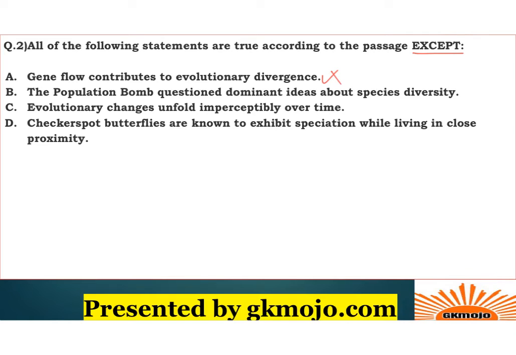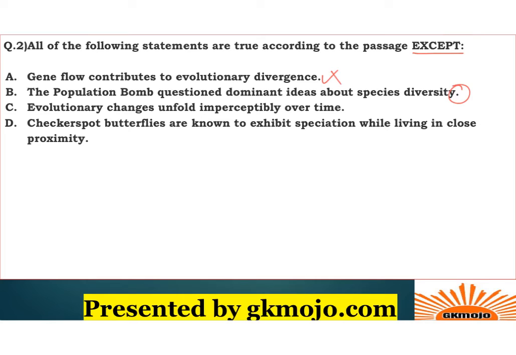The Population Bomb questioned dominant ideas about species diversity. So the book Population Bomb, as mentioned in the passage, only challenged Mayer's idea about speciation and not all dominant ideas about species diversities. It is never mentioned that it challenged all dominant ideas in the passage. It only argued that isolation and gene flow were less important to evolutionary divergence than natural selection, not that they were irrelevant, right? So this should be your choice, but still let us see option number C and D.